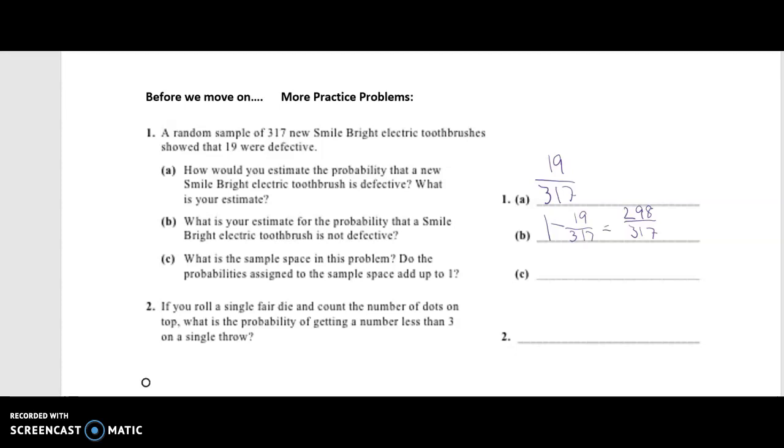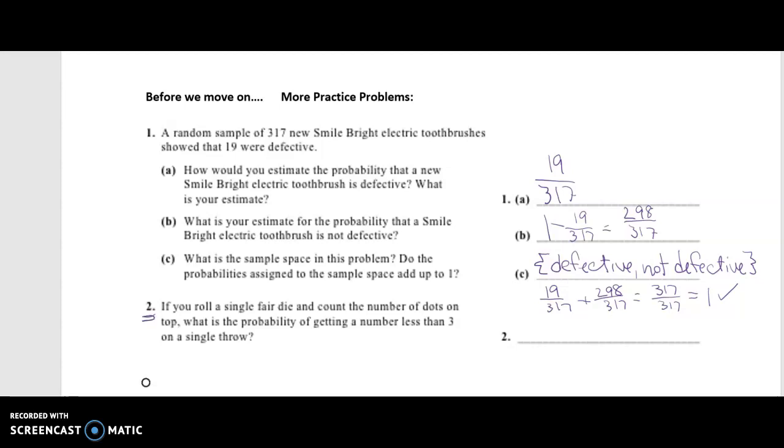Part C, what is the sample space of this problem? Do the probabilities assigned to the sample space add up to 1? As stated before, the sample space is defective or not defective. And when we add up our probabilities from A and B, we do get 1.